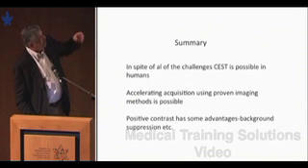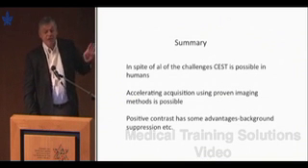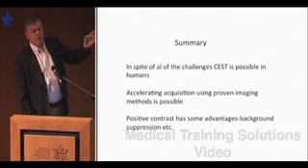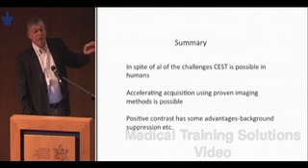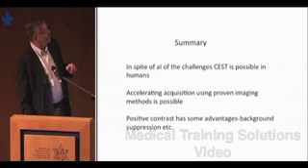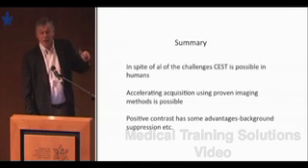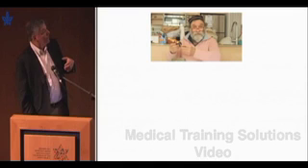So my summary is, in spite of all the challenges, CEST is possible in humans. You can accelerate the acquisition using a variety of different techniques. You have to be careful because if you go too fast, you begin to lose this small signal. Positive contrast has some advantages, which I think are yet to be completely exploited.